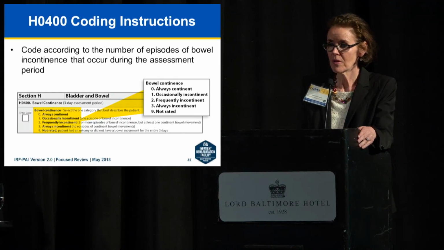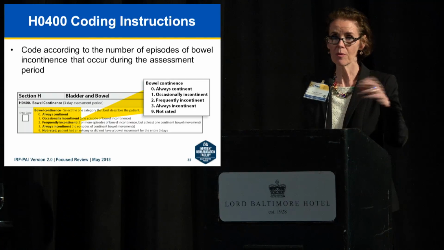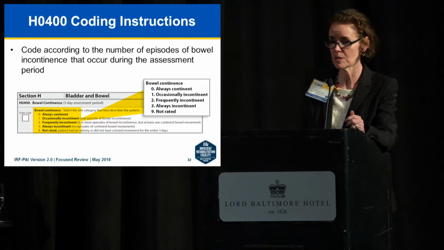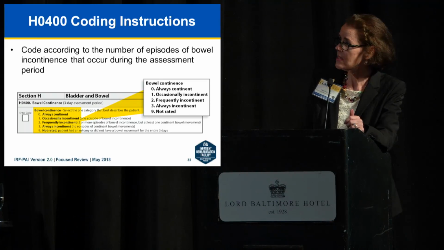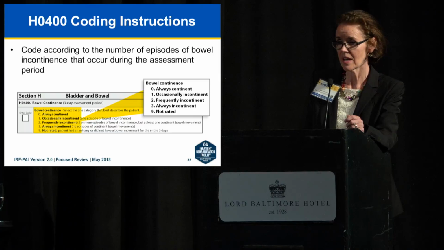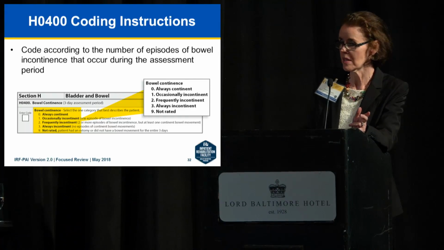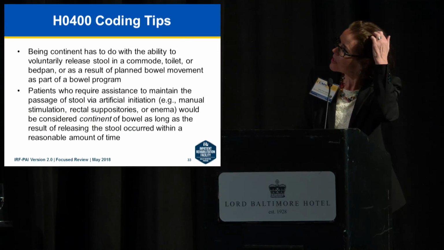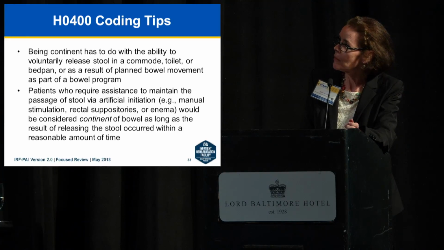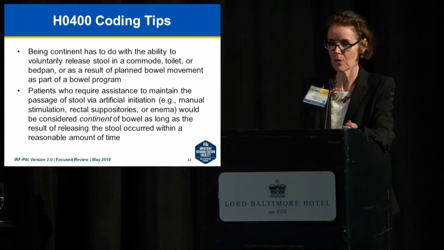So code according to the number of episodes of bowel incontinence is what we code for item H0400. So we went from 350, which is urine, to 400, which is bowel. And if you can see that, bowel continence is 0 is always continent, 1 is occasionally incontinent, 2 is frequently incontinent, 3 is always incontinent, and number 9 is not rated because they may have an ostomy. Being continent has to do with the ability to voluntarily release stool in a commode, toilet, or bedpan, or as a result of a planned bowel movement or bowel program.